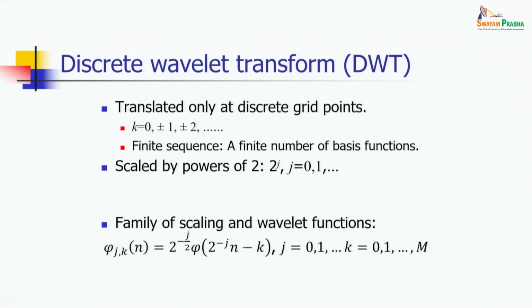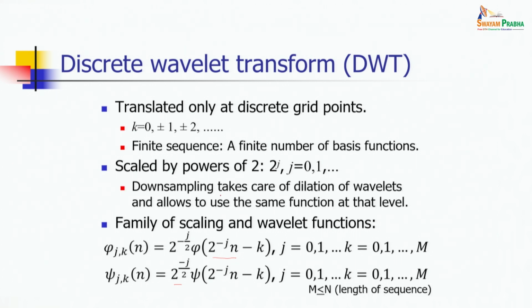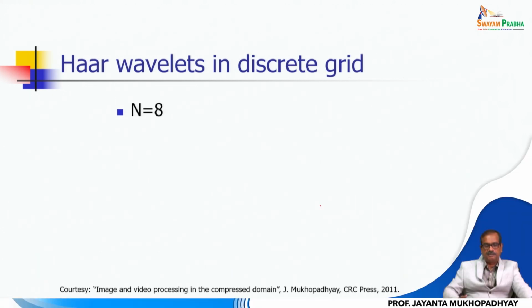So this is one of the families of scaling and wavelet functions. You can see that this is the scaled part, and it would come here also. So this is how these functions are defined. Downsampling, as I mentioned, takes care of dilation of wavelets and allows you to use the same function at that level. So that is the advantage. If you downsample it, then you do not require to dilate the function effectively. You can use the same function, and that would give you the effective dilations at the downsampled positions.